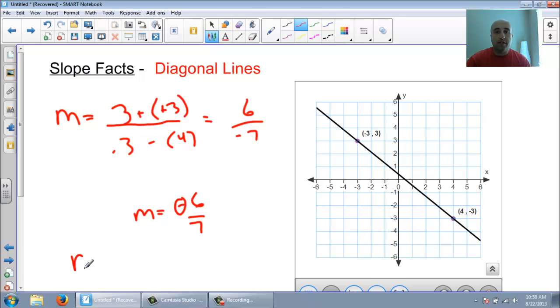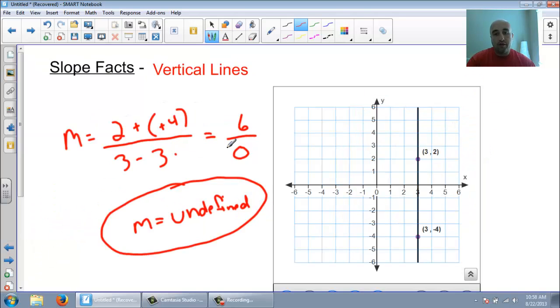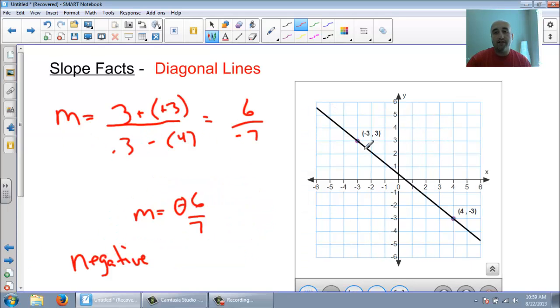Okay, so just to recap really quickly, we had horizontal. Horizontal lines always have a slope of 0. They're completely flat, so there is no slope, or it has a slope of 0. Vertical lines have no slope. There is no slope on a vertical line, so that is why we say it's undefined, or if you would like, you can write no slope. If the graph goes down and to the right, slope is always negative. And if the graph goes up and to the right, slope is always positive. Okay, so hopefully that's a little bit of review for you. Hopefully you remember that. Very important stuff.